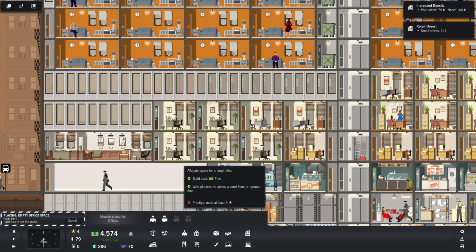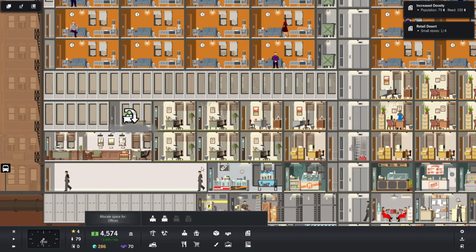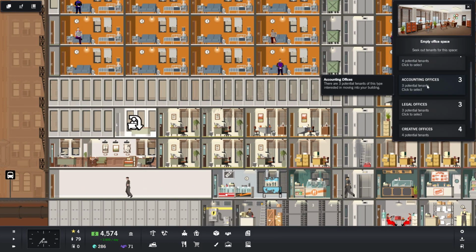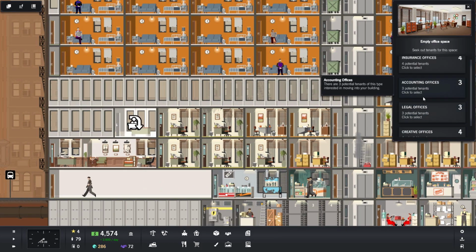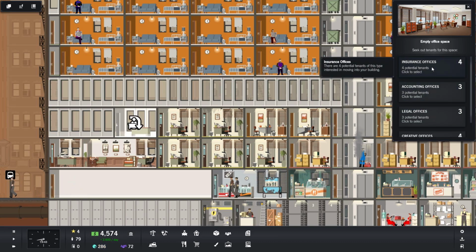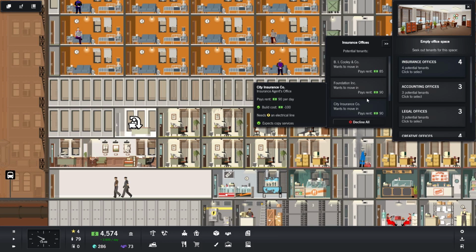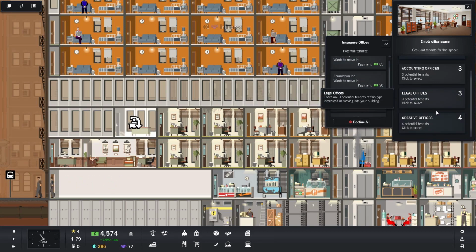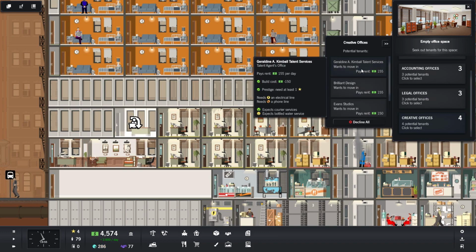So here are the office tenants. I already did the residential, the apartments, and can look for their insurance offices, accounting offices, legal offices, and creative offices. They pay different amounts and they have different requirements in general, which means that to be efficient, you probably either have to group them up or actually just run utilities to everything. The insurance offices are generally the least demanding. They just require an electric line. If we go down here to creative offices, probably the most demanding.